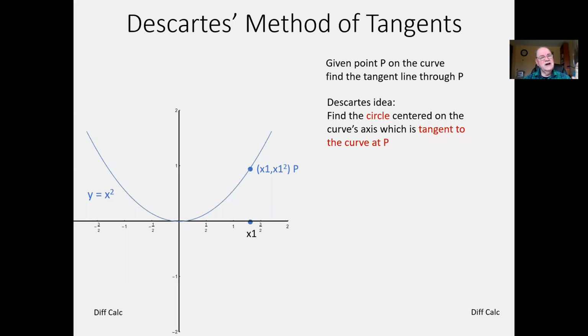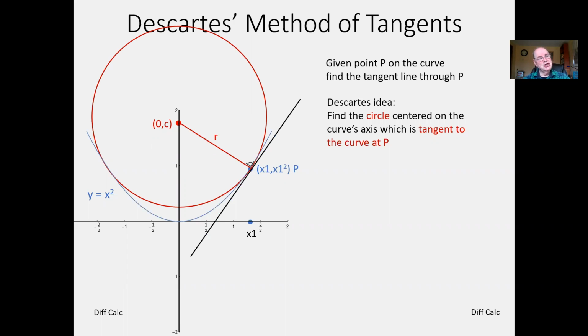He says, suppose we could find a circle that has its center on the axis, at a point (0, C). Clearly it has the x value 0, it's on the y-axis, and it's up a certain height C. If we could find a circle that just touches the parabola at that one point, a circle that was tangent to the parabola, then wouldn't the tangent line to the circle also be a tangent line to the parabola? Very clever idea.